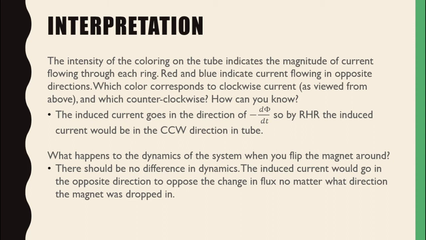So what would happen to the dynamics of the system if we were to flip the magnet around? There should be no difference if we were to flip the magnet. The induced current would go in the opposite direction to oppose the change in flux, no matter what direction the magnet was dropped in, and therefore no matter what direction the mu of the magnet was pointing.